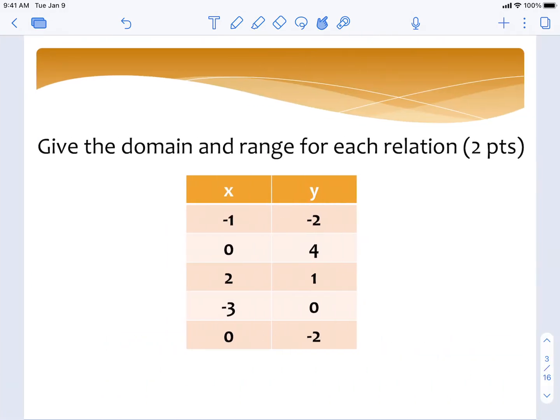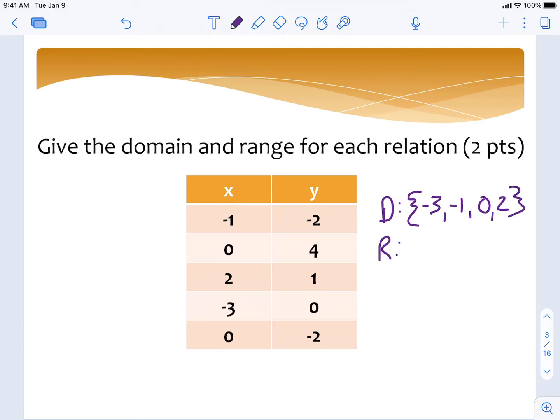All right, so first question, domain and range given a table of values. The domain is always the x values, and when it's a list like this, we'll use a curly bracket. Try to do these in order. The lowest one is -3, then -1, then 0. Don't list the 0 twice. We're only concerned with the numbers that are present, not how often they're present. And the highest one is 2. Put a comma in there too.